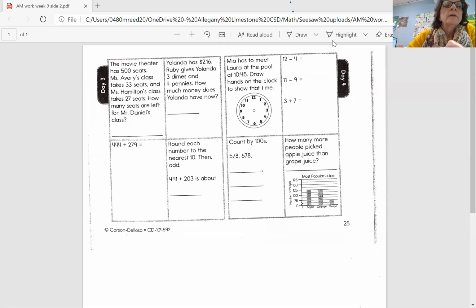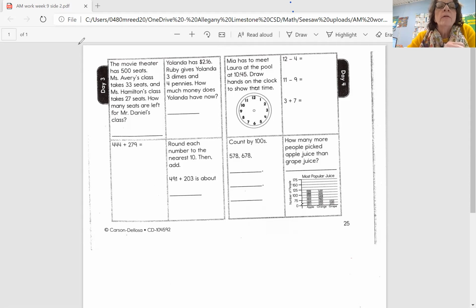So first thing I'm going to do is I'm going to read it and underline my notes, because even though it's on the morning work, we still want to use the read, draw, write process. So the movie theater has 500 seats. Miss Avery's class takes 33 seats and Miss Hamilton's class takes 27 seats. How many seats are left for Mr.